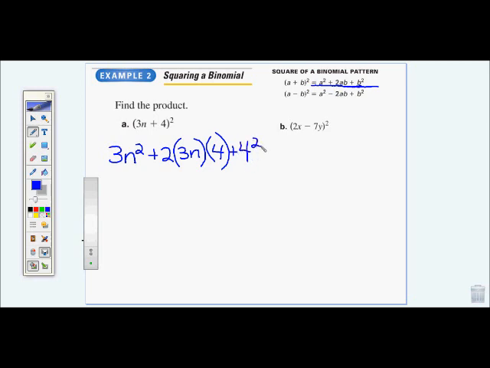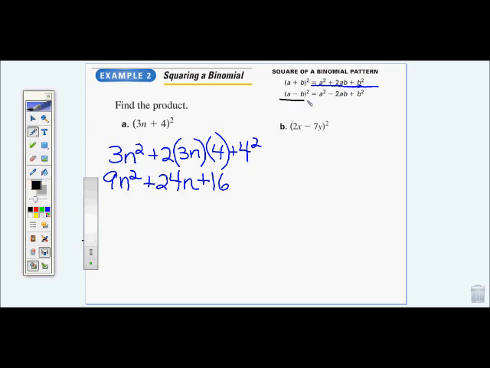Now, when I do that, I have some simplifying to do. We would get 9n squared, and then we would get 3n times 2 times 4. 2 times 4 is 8, so we're all positive there, 24n. And then 4 squared would be 16. Again, if I work that out to check it, I would get that same answer. I'll just switch colors here.